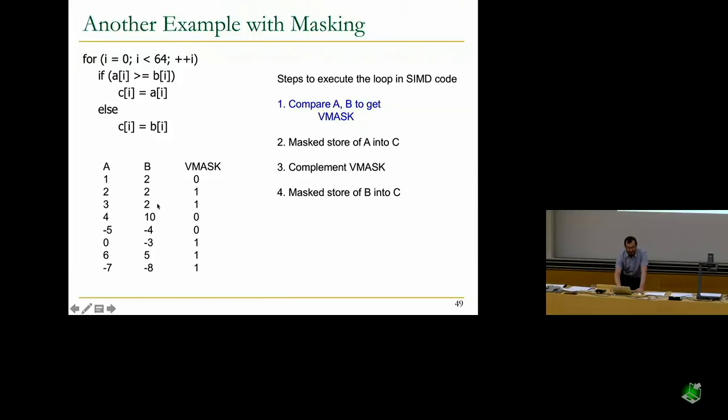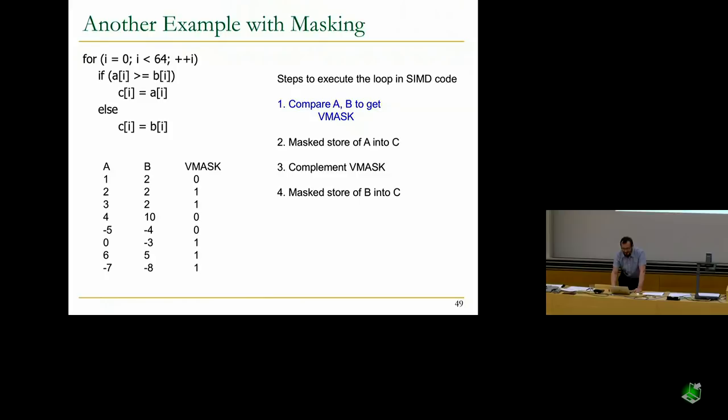Now if AI greater than or equal to BI is not true over here, the vector mask register is set to zero, only for these elements. For everything else, the vector mask register is set to one. So when you actually do the store of A into C, only these ones will be stored. So the C array gets 2, 3, and 0, 6, minus 7 in corresponding positions, and the C array doesn't get disturbed for those elements where the vector mask is 0. And you need to complement the V mask, so this becomes 1, this becomes 1, this becomes 1, and then you do the store of B for those elements. So you should go through this example. I went through this relatively fast, but it's a very simple example of predicated execution.